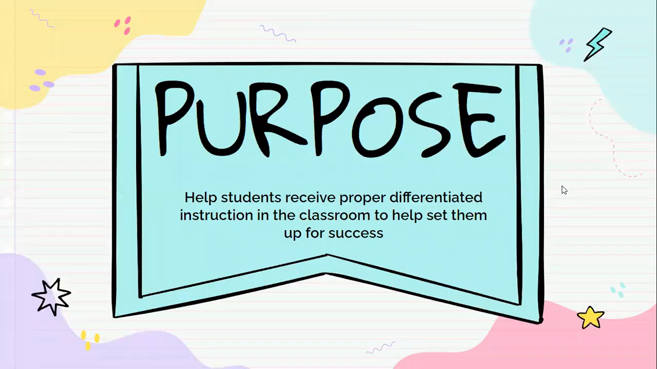So, the purpose of this action research plan was to help students receive proper differentiated instruction in the classroom and to help set them up for success. And going along with that, making sure that teachers are implementing differentiation in their classroom and to find out whether or not the implementation process has a large effect on student success, or if just having differentiated instruction in the classroom is a large enough benefit in itself.